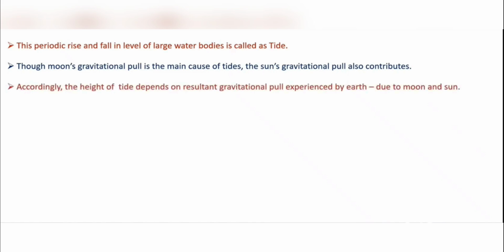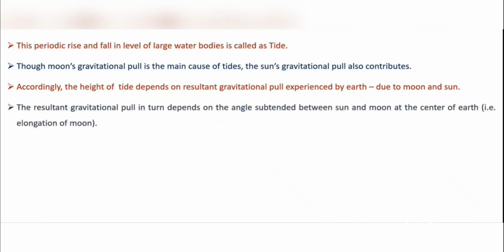Accordingly, the height of tide shall depend upon the resultant gravitational pull experienced by the earth, that is the resultant of the moon's gravitational pull on earth and the sun's gravitational pull on the earth. The resultant of these two gravitational pulls shall depend upon how sun and moon are oriented in the space with respect to the earth. That means it shall depend upon the angle subtended by the centers of the sun and moon at the center of the earth, and what we have learnt in navigation and termed in navigation as the elongation of the moon.